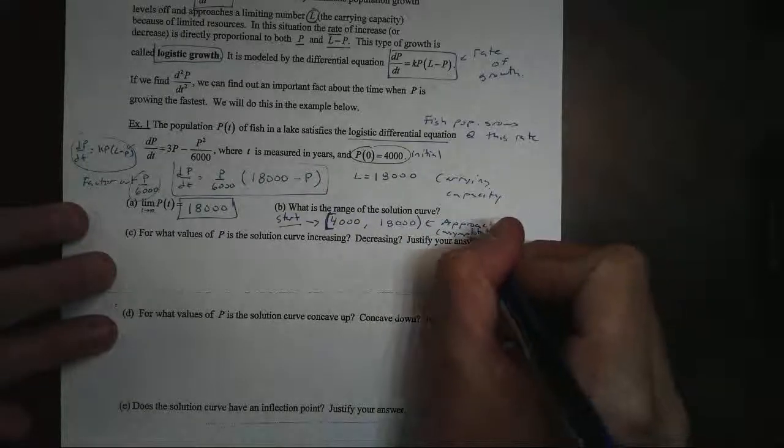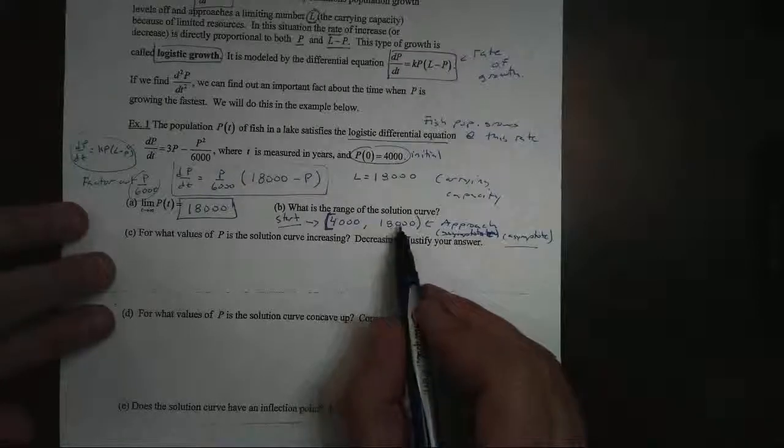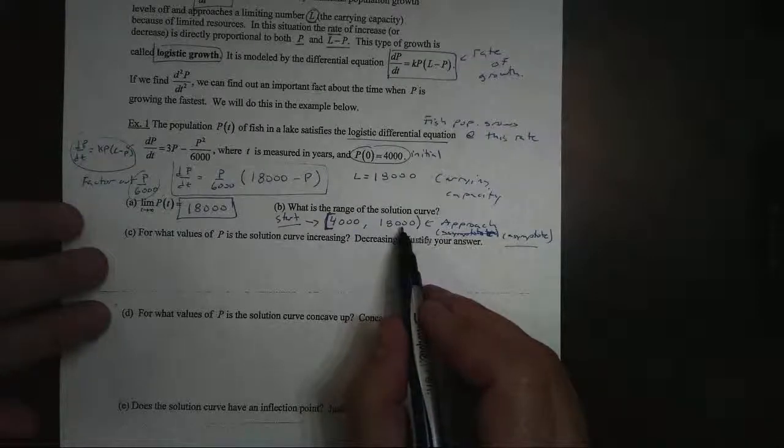Asymptotic. There we go. Why I majored in math. It's an asymptote. We'll just leave it at that. It's an asymptote. I can spell that today. So it'll never reach it. We might get 17,999.5 fish, but we'll never get the 18,000.